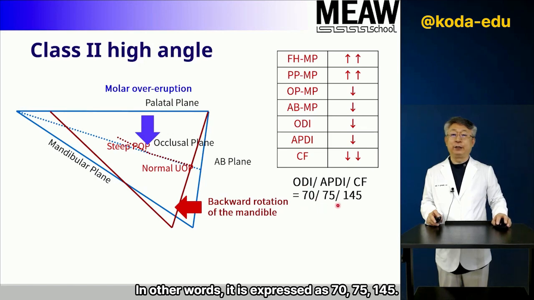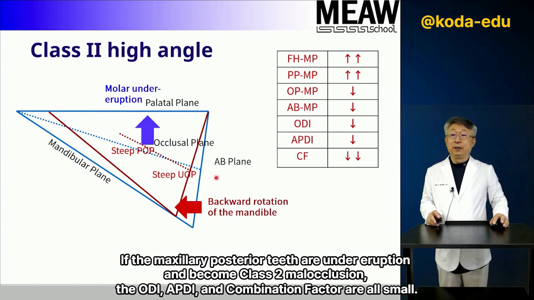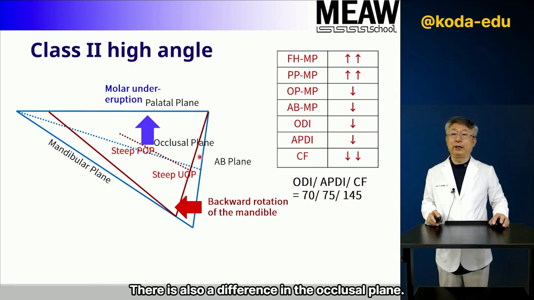In other words, it is expressed as 70, 75, 145. At this time, the occlusal plane is different. This will be taught again in occlusal plane analysis. If the maxillary posterior teeth are under eruption and become Class 2 malocclusion, the ODI, APDI, and combination factor are all small. There is also a difference in the occlusal plane.